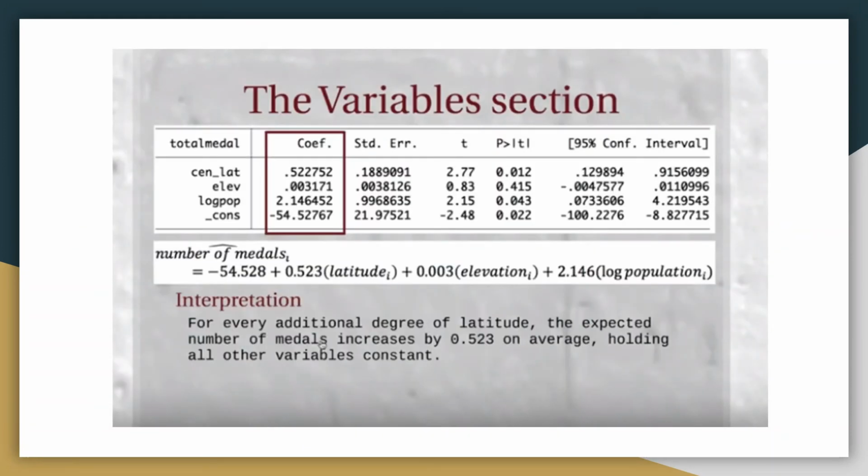So once you run the regression model, you see the coefficients on the side and the interpretation. For example, the first coefficient would be that for every additional degree of latitude, the expected number of medals increases by 0.523 on average, holding all other variables constant. But what we're looking at today will be the p-values for each independent variable. Each independent variable tests the null hypothesis that the variable has no correlation with the dependent variable.